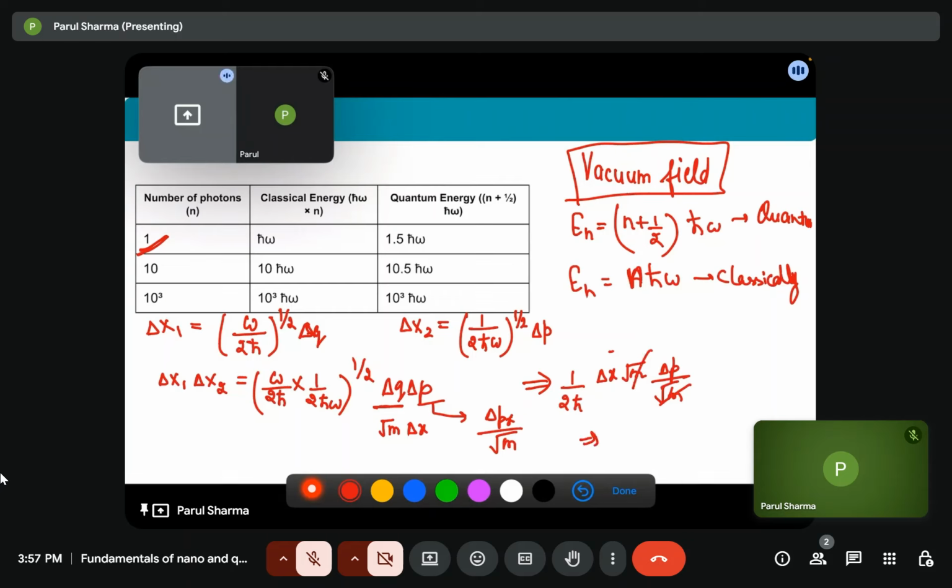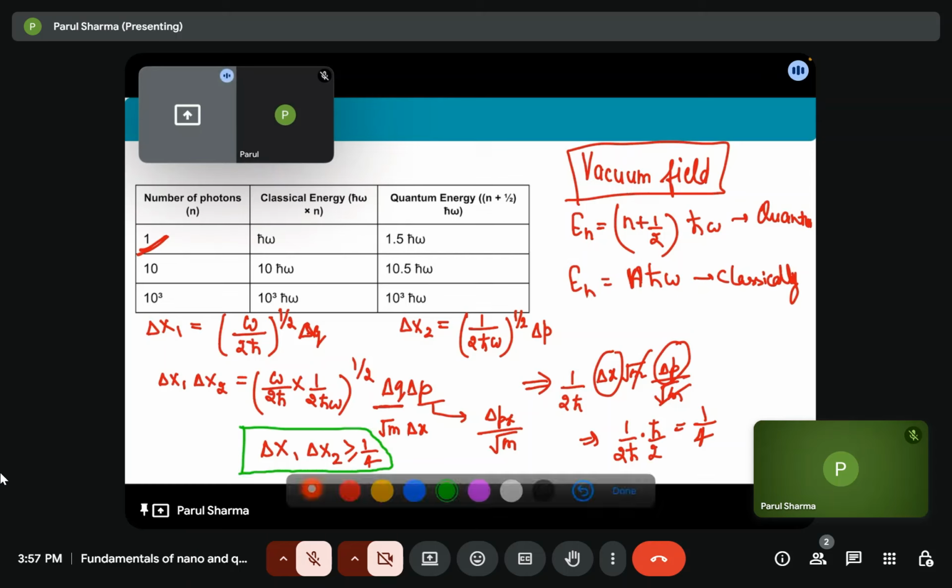So we know that the product of delta x and delta p gives us h cross by 2. So 1 by h cross 2 cross, it gives us 1 by 4. That is, delta x1 delta x2 is greater than or equal to 1 by 4. And we saw that in this case there is no h cross. Why? Because x1 and x2 are dimensionless quantities, so there is no meaning of h cross.